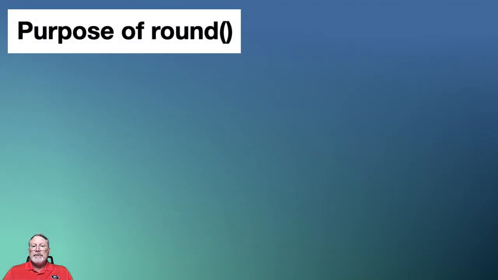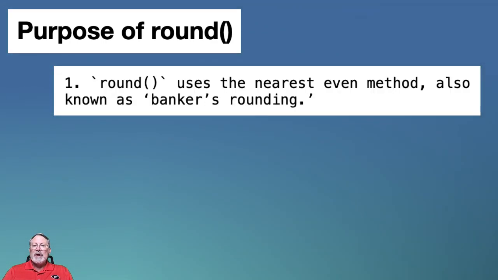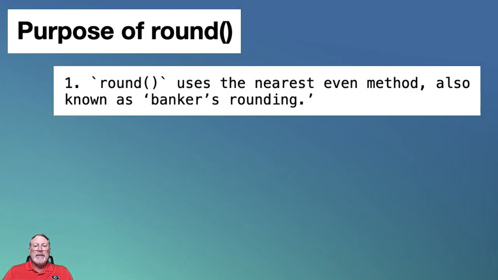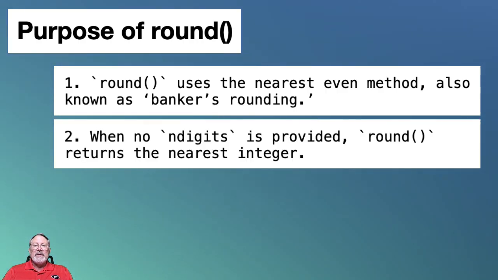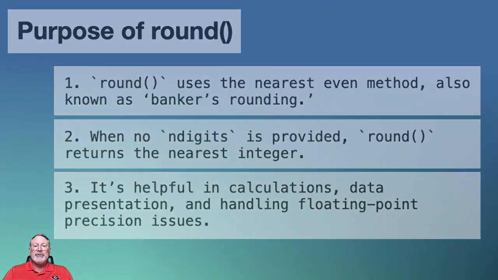Why use round? It's designed to simplify numerical calculations by reducing precision to a manageable level. Key concepts include: rounding is based on mathematical rules. Round uses the nearest even method, also known as Banker's rounding. When no n digits is provided, round returns the nearest integer. It's helpful in calculations, data presentation, and handling floating point precision issues.